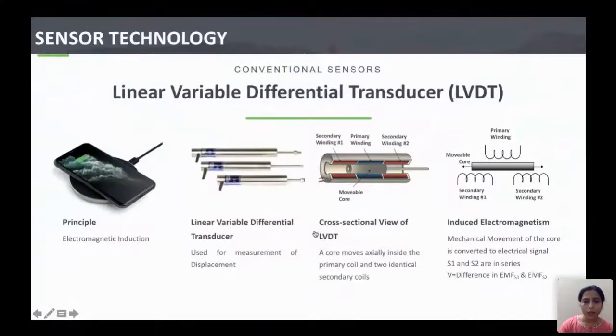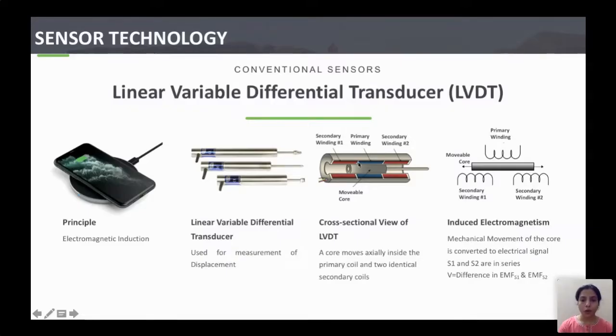A similar principle is used in the LVDT sensors. This is how the sensor looks. This probe is attached to the structure. For example, you again consider a beam. The end of this probe will touch the bottom of the beam, and it can move inside the sensor.